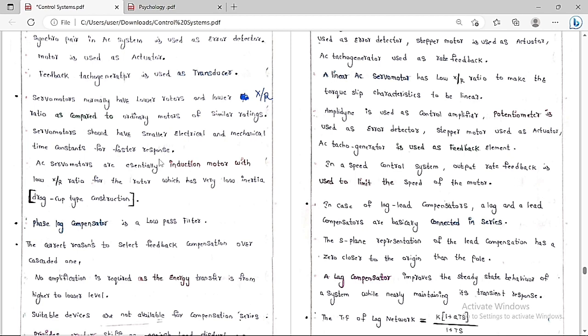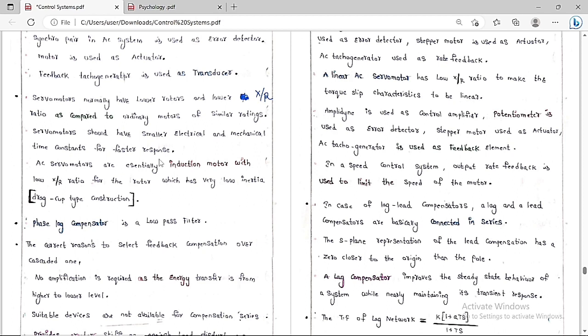So whenever you are going to compare two motors of similar ratings, one is the ordinary motor, the other is the servo motor. Servo motors will have the lower rotor inertia and lower X/R ratio. Therefore we can say that servo motors normally have lower rotor inertia and lower X/R ratio as compared to ordinary motors of similar ratings.